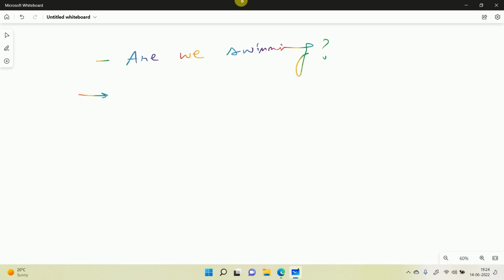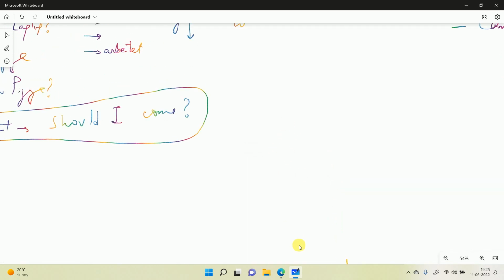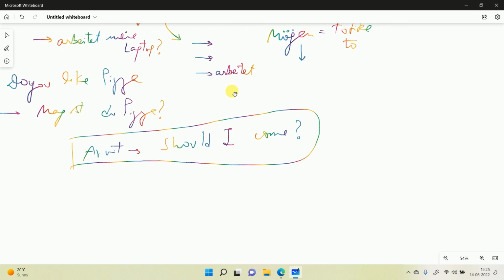Schwimmen wir? Perfect, 100%. Schwimmen, schwimmen wir. 100% perfect. Okay, by chance we stumbled upon these complex sentences, which I would like to explain now. Should I come? Can I try? Ja bitte. Soll ich kommen? Soll ich, here it will be common.